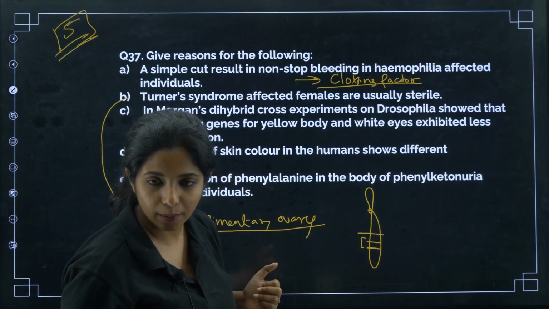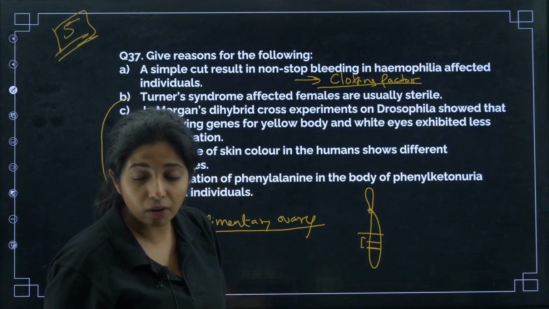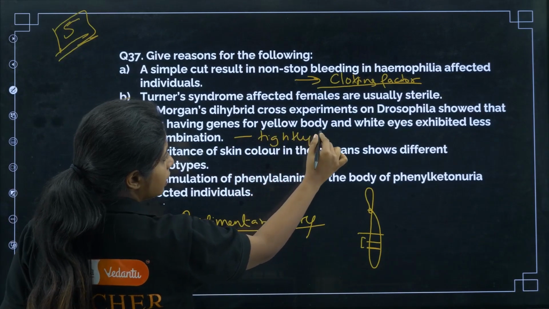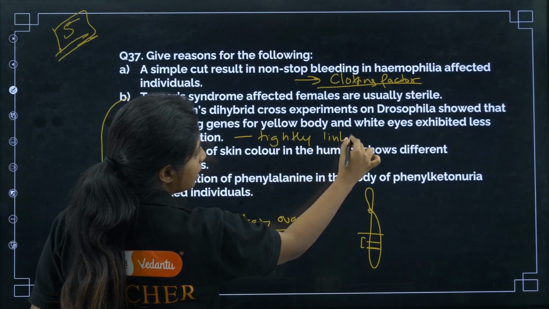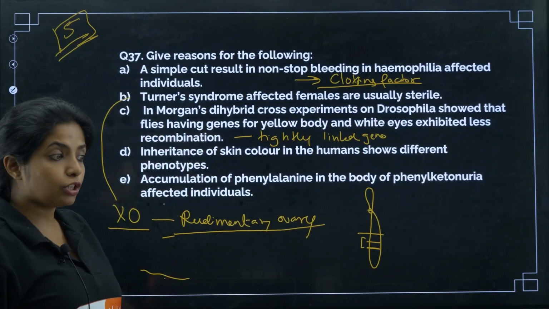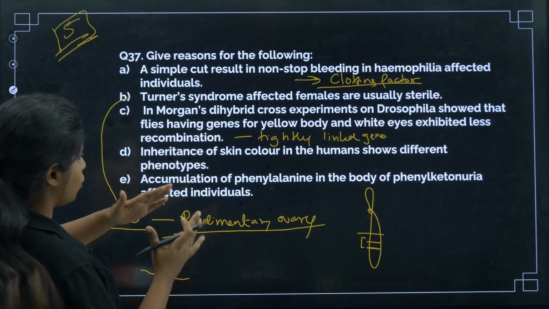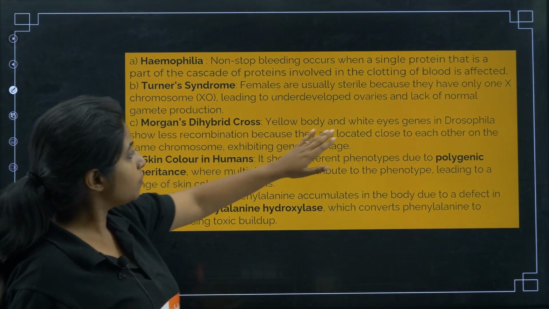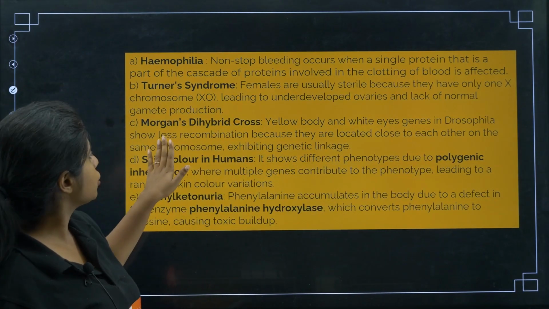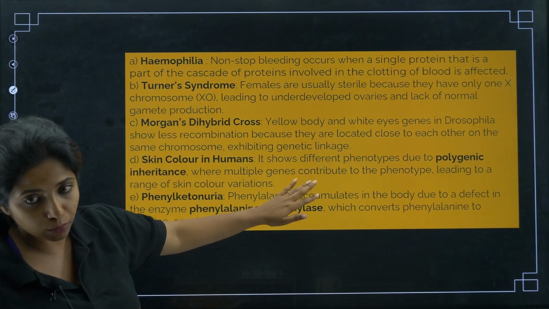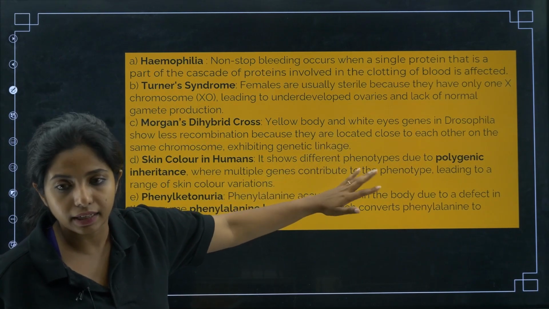So where is the recombination happening? If there is less recombination, that means these genes are very tightly linked to each other, my dear children. That is why there is less recombination. If there is more recombination, that means they are loosely linked, far away from each other. So your answer is: yellow body and white eyes genes in Drosophila show less recombination because they are located close to each other on the same chromosome, exhibiting genetic linkage.